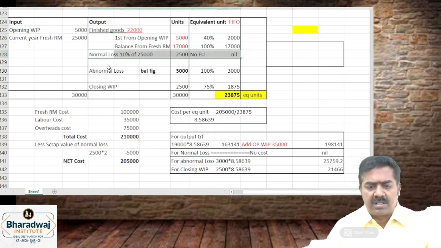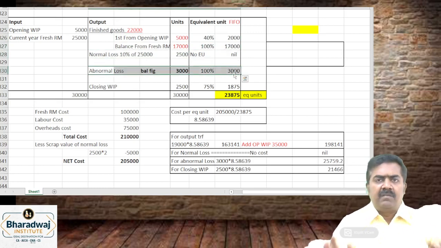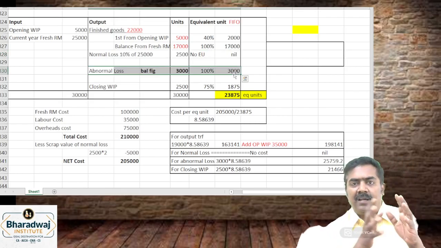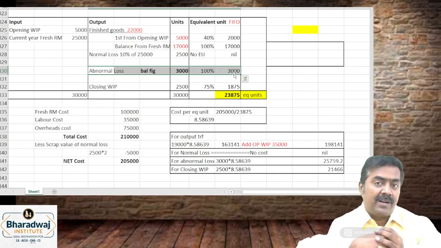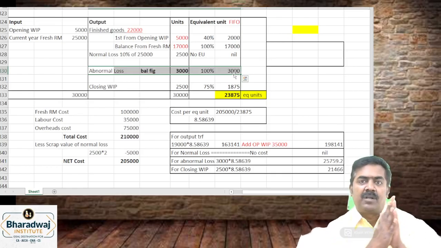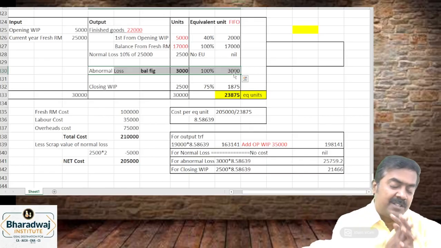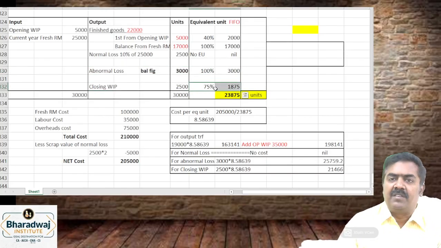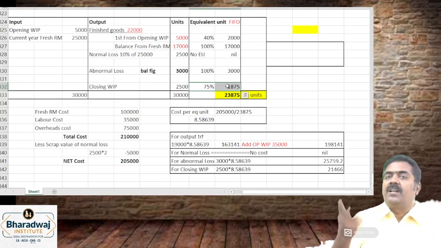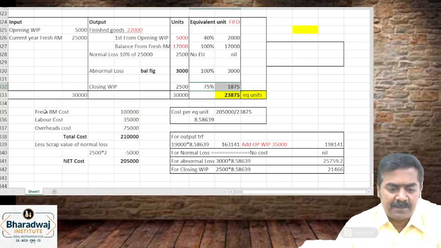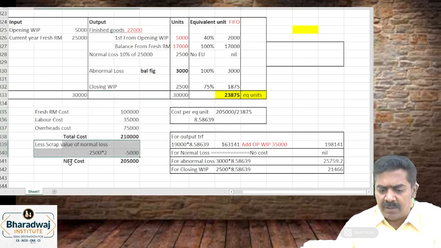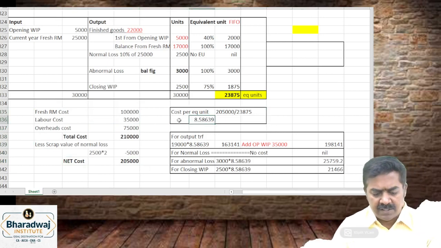Normal loss, no cost is allocated. Abnormal loss: we manufacture and find that it is not meeting the design, the quality, or the criteria. 100% of the work is already done, then we find that it is defective. That is abnormal loss. Closing WIP, current year we have done 75%. Next year this will become opening WIP, where you will take 25%. So take the current year cost of production minus scrap value, you get net cost. So cost per equivalent unit is 8.58639.